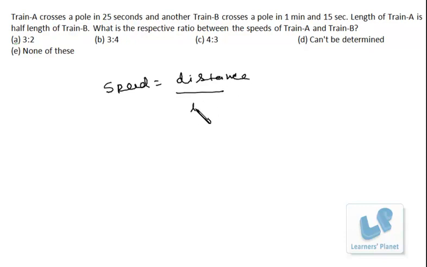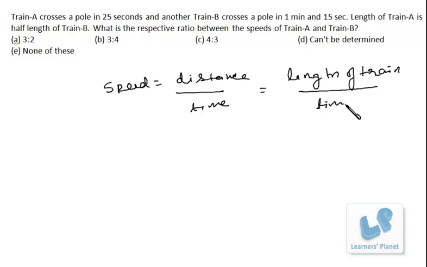distance by time. But if the train is crossing a pole, this distance is nothing but the length of the train. I have discussed this in my time, speed and distance session. You can revise the session if you are not clear. So in this case, the length of the train will be the distance for calculation of speed, and time is the time which the train is taking to cross the pole, right? So it's time to cross.